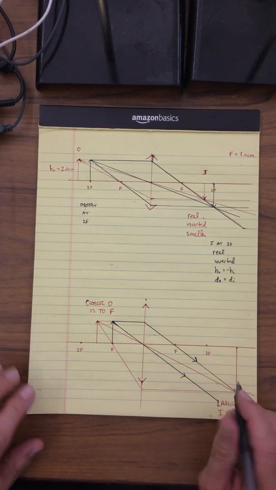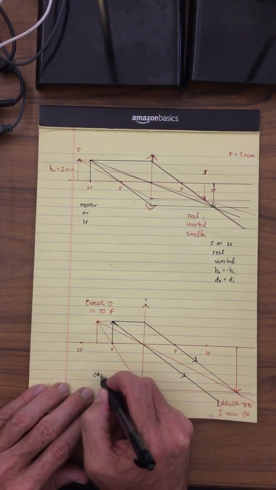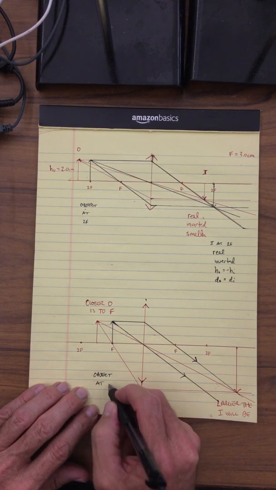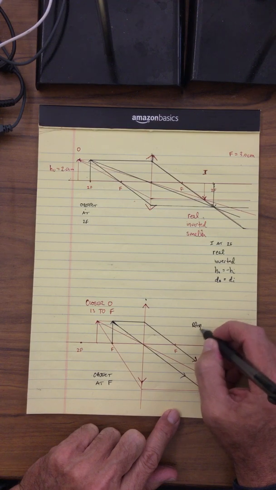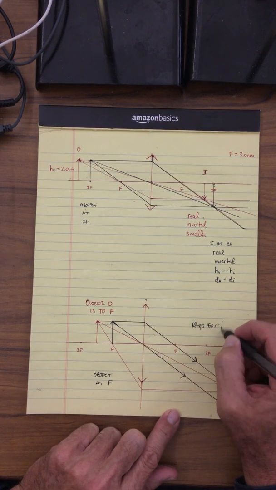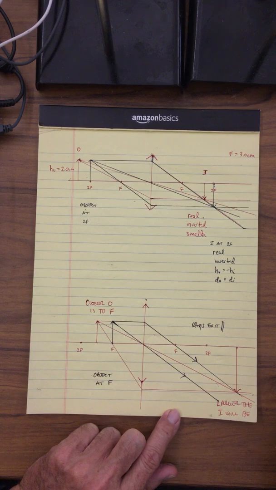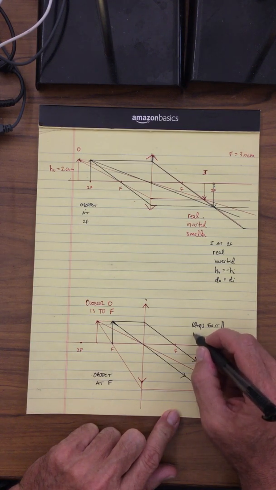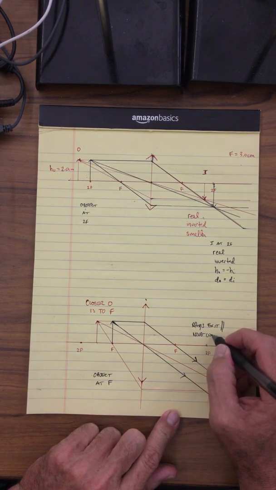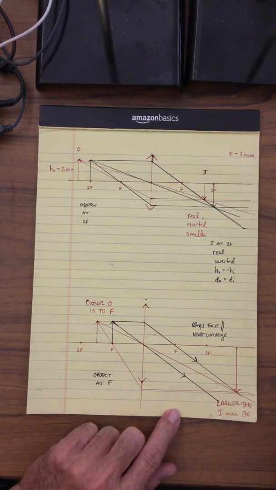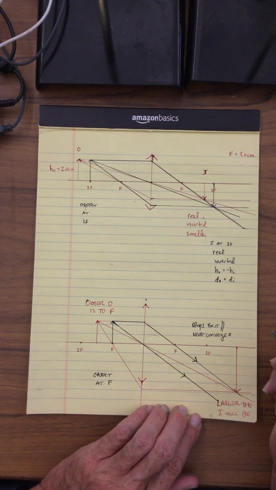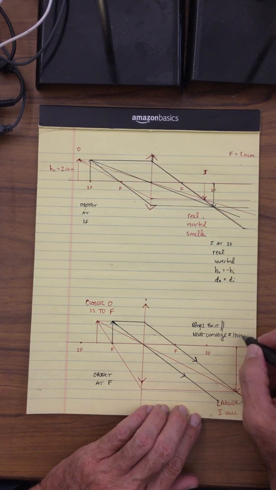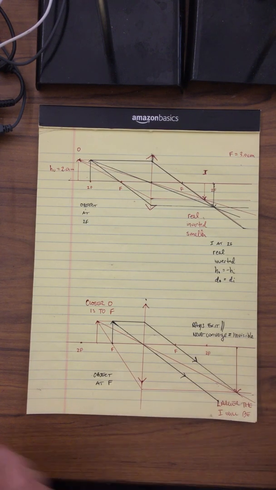So when the object is at the focal point, the rays exit parallel, and so they never converge. Well, what does it mean that they'll never converge? Since they never converge, they never form an image. That means your object is going to be invisible.